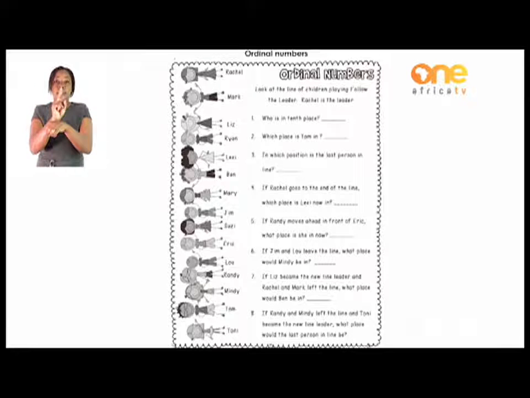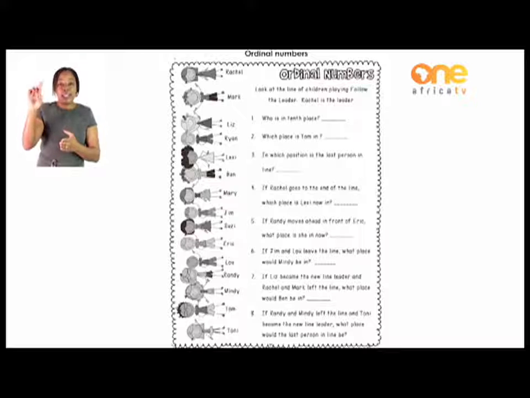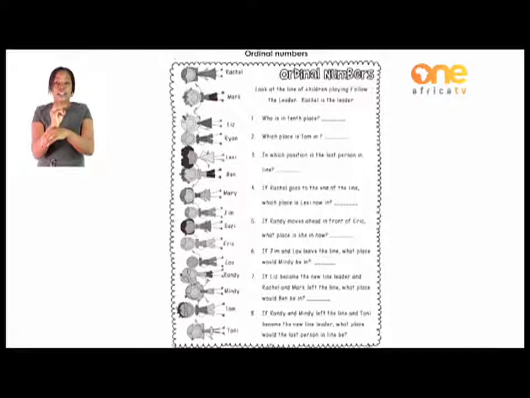Now, we are starting with Rachel, meaning Rachel is the first child in this order. Number 1, who is the 10th place? Therefore, you just have to check and count who comes number 10. So let's count and see who comes number 10. Rachel will be the first one. Mark, 2, 3, Liz, Ryan, 4, 5, 6, 7, 8, 9, and 10. Eric is number 10. Therefore, Eric is the 10th child.